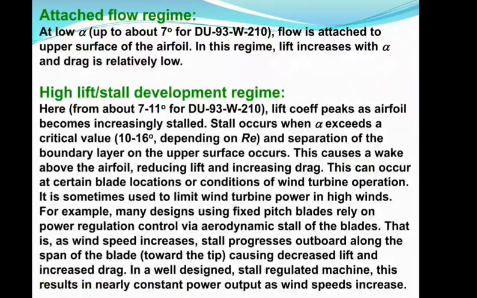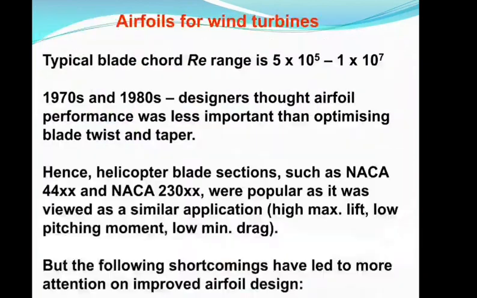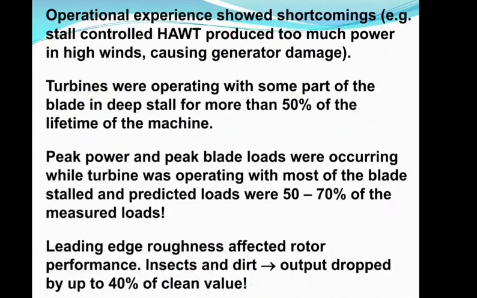Next, we will discuss the airfoils for wind turbines. Typical blade chord Reynolds numbers range from 5 × 10^5 to 1 × 10^7. In the 1970s and 80s, designers thought airfoil performance was less important than optimizing blade twist and taper. Hence, helicopter blade sections such as those of the National Advisory Committee for Aeronautics were popular, as they were viewed as a similar application. But the following shortcomings have led to more attention on improved airfoil design.